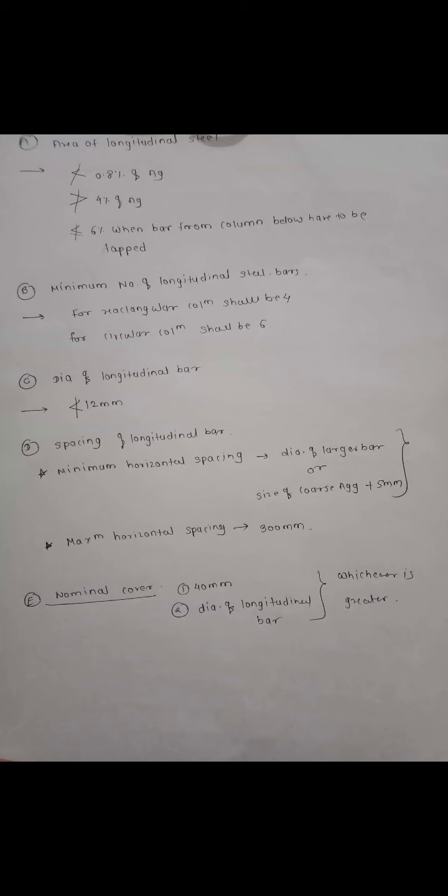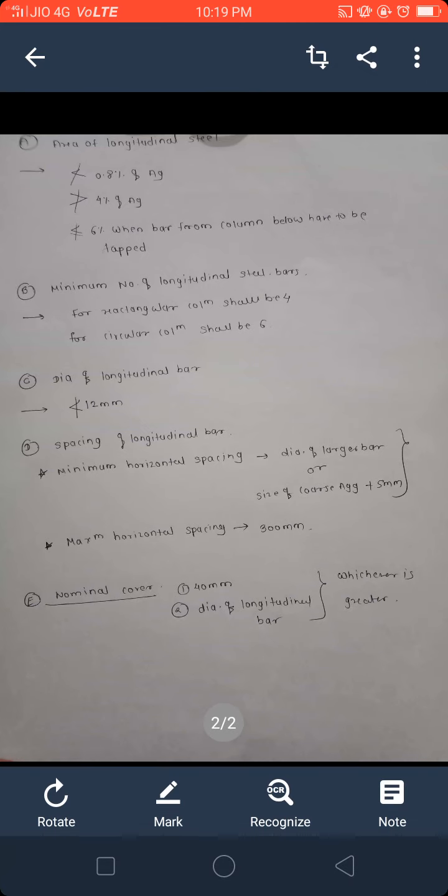Third IS requirement for design of column is diameter of longitudinal steel. The diameter of longitudinal steel bar shall not be less than 12 mm.